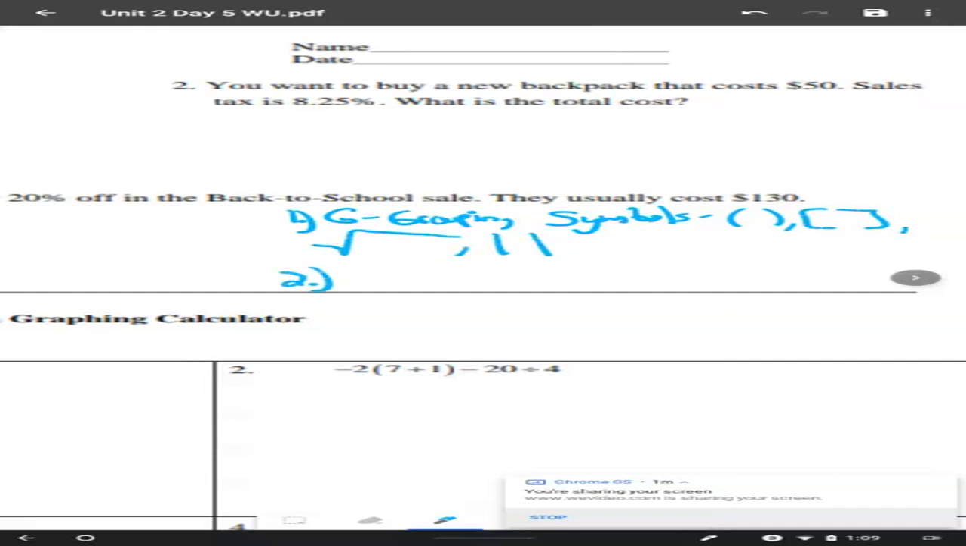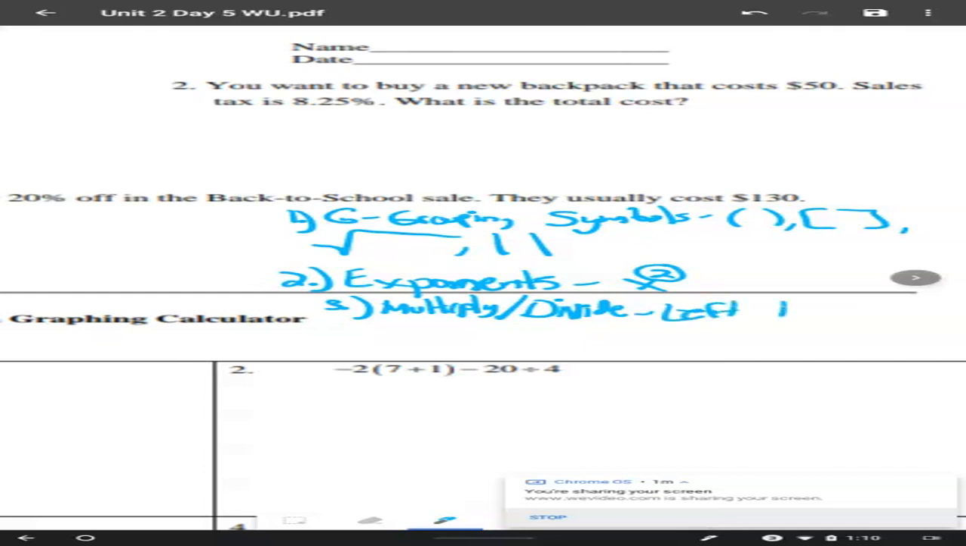Step 2 would be to do all the exponents. After you get rid of all of the grouping symbols, you do all the exponents. That's when something is raised to a power. This power is called an exponent. Then step 3 is we multiply or divide, and it's always from left to right. And then the same thing with the last two, add and subtract. That's our last step, and that's always from left to right too.